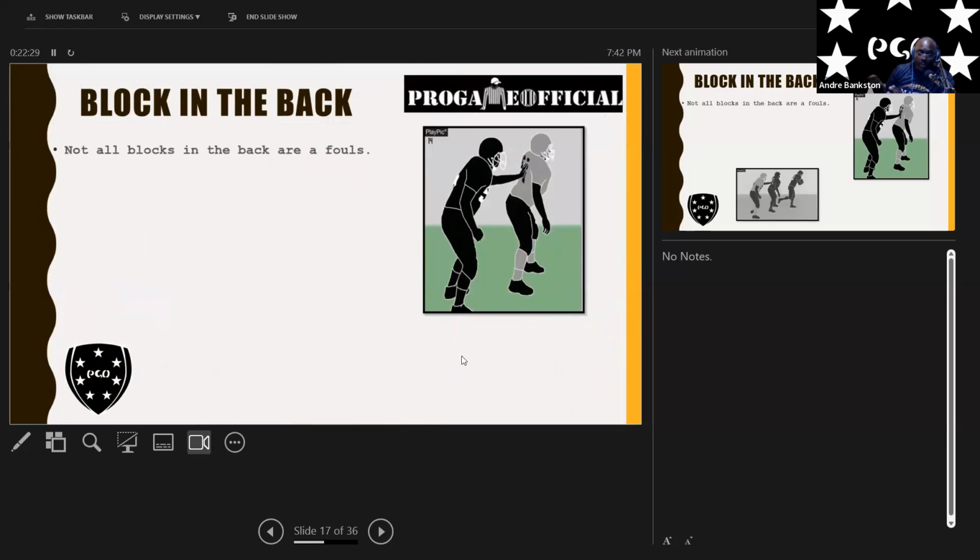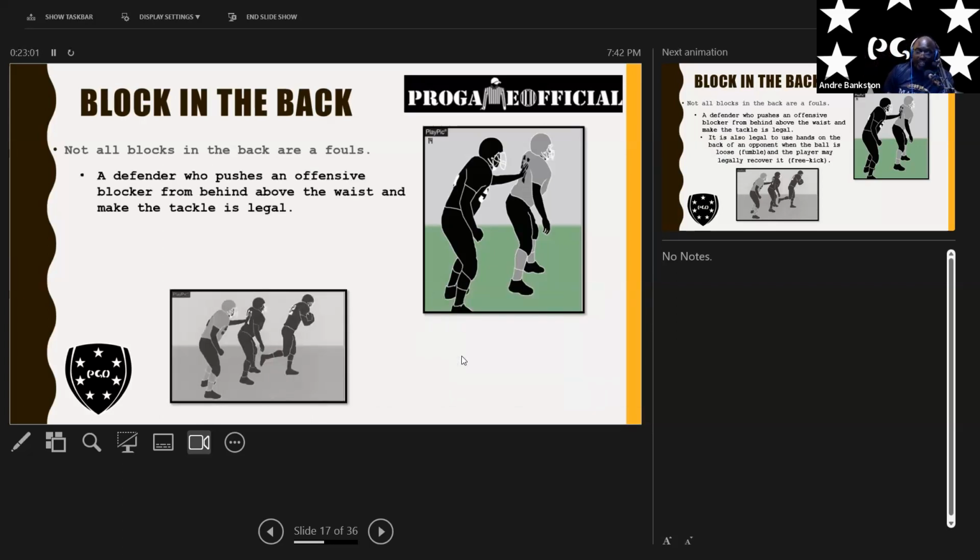But not all blocking in the back is a foul. All right. And we're going to discuss this. This is why it's so important as game officials, you see the whole entire block. Just because you see somebody get pushed in the back does not necessarily mean it was illegal. Blocking in the back, in and of itself, may be legal or illegal. So when is blocking in the back legal?